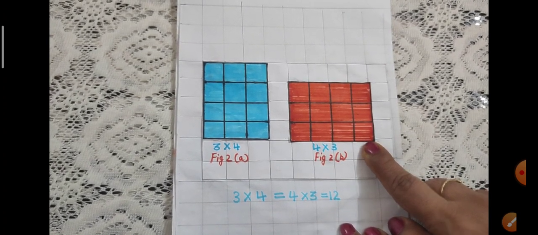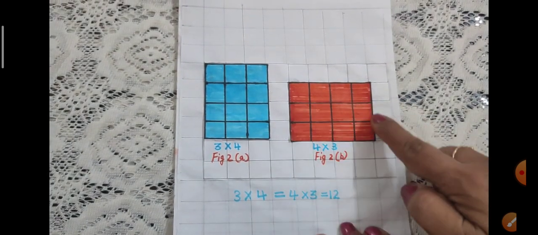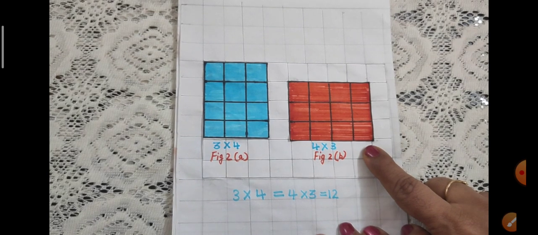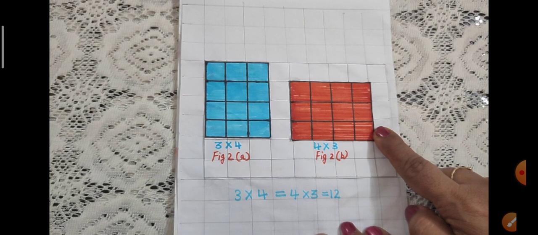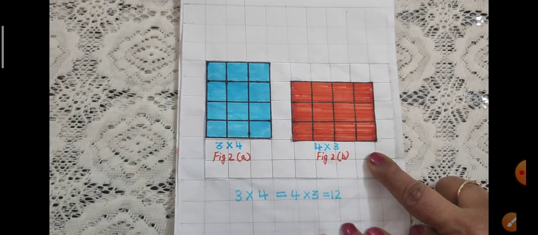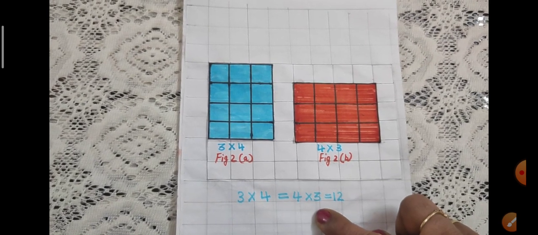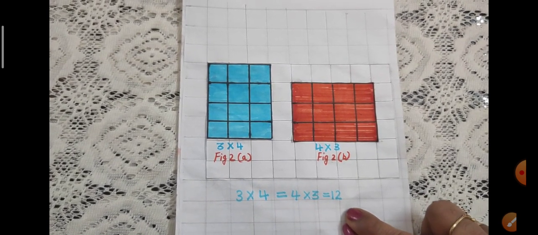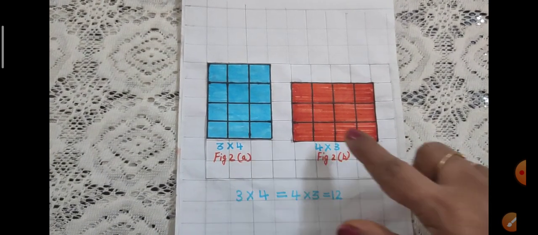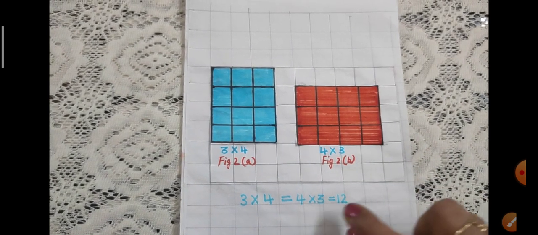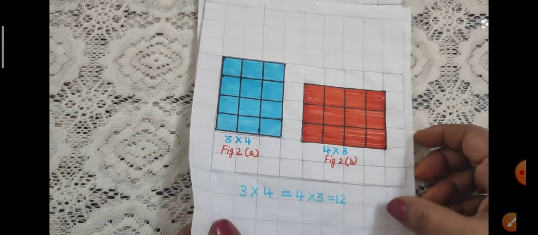What do we find? We find that number of boxes in both the rectangles is equal to 12. That means the number of square units in both the rectangles are equal. So, 3 multiplied by 4 is equal to 4 multiplied by 3. So, we can say that multiplication is commutative for whole numbers. Thank you.